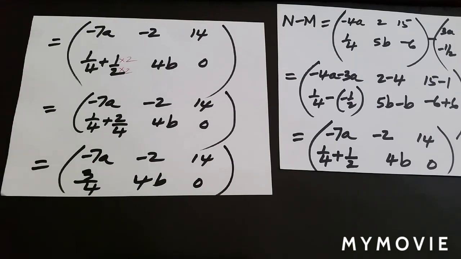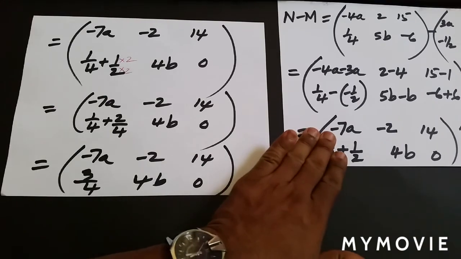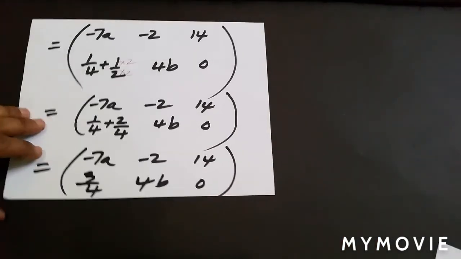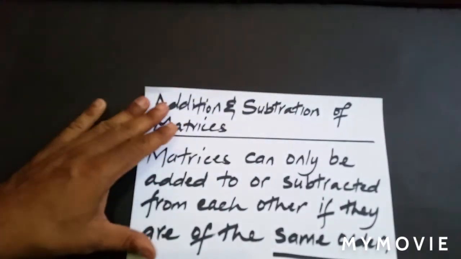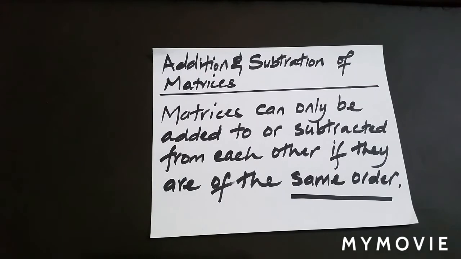All right. So, gentlemen, I hope you found this video insightful on the addition and subtraction of matrices. Remember a couple of things. Matrices can only be added to each other if they're of the same order. So that is right off the bat. Addition and subtraction of matrices: matrices can only be added to or subtracted from each other if they are of the same order. If they're not of the same order, addition and subtraction cannot occur.